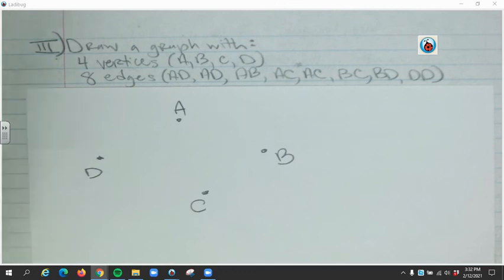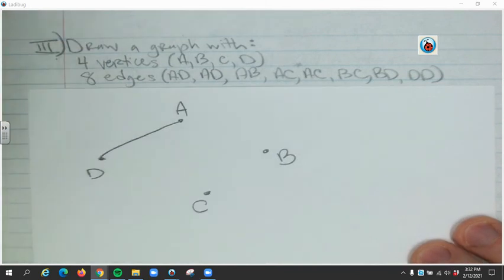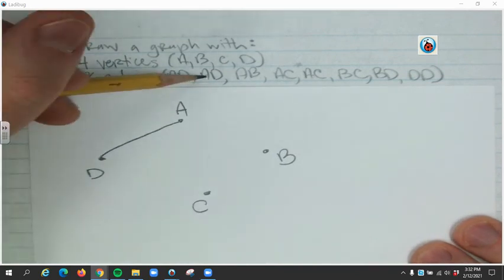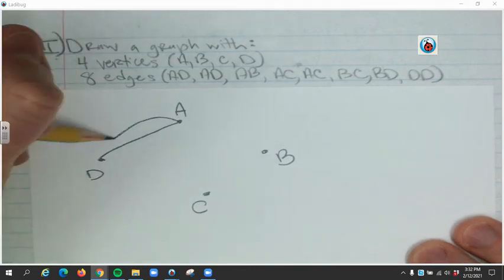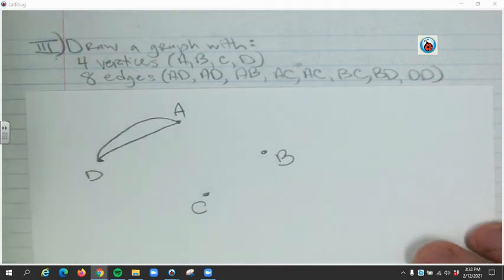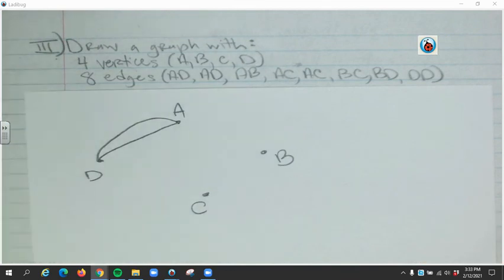I want to connect A to D. So I'm going to draw a line connecting A to D. I have another A to D. That's called a multiple edge. So I'm going to draw another line connecting A to D. So continue with your shapes. It also helps me if I mark these off as I go. That way I know which ones I have and haven't used. And see if you can continue the rest of the shape. There is one loop in there as well.